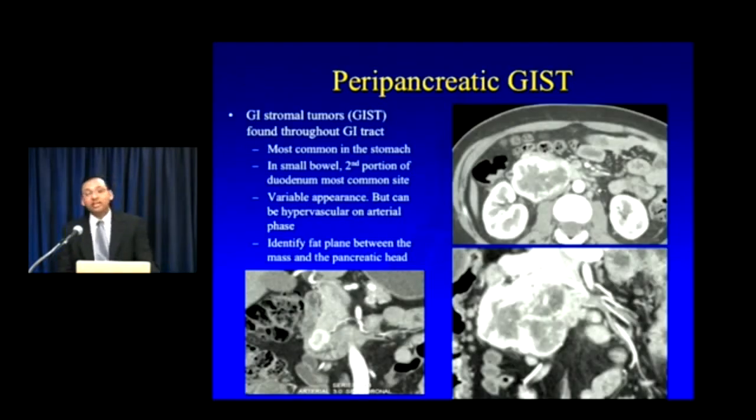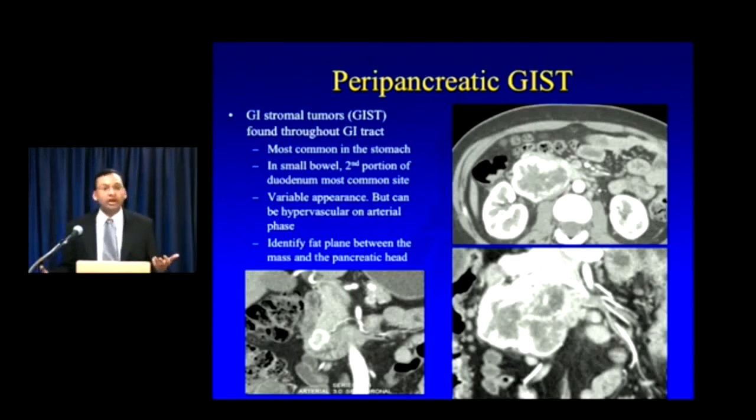What about peripancreatic GI stromal tumors? Now, GI stromal tumors can be found anywhere in the GI tract, tend to be more common in the stomach, but when you do see them in the small bowel, they tend to be most common in the second portion of the duodenum. Now, GI stromal tumors can be very variable in terms of their enhancement pattern, but they can be relatively hypervascular on the arterial phase, and they can look a lot like a neuroendocrine tumor. Now, the key to making the right diagnosis in these cases is to look for a fat plane between the mass and the pancreatic head.